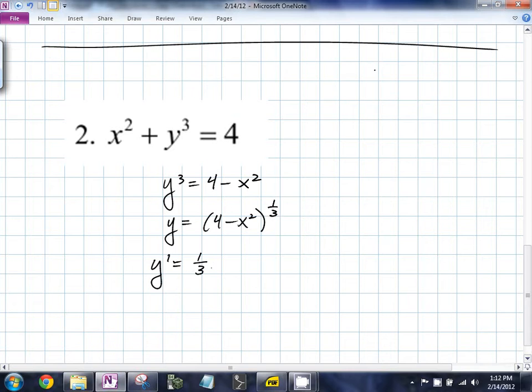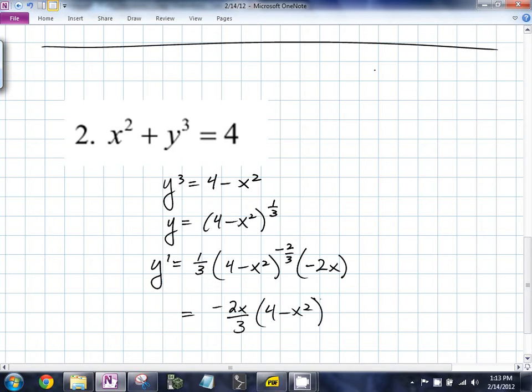Chain rule. Yeah, the inside-outside chain rule. Very good. I like that. Inside out. So 1/3, 4 minus x squared to the negative 2/3 times what? Negative 2x. So you can clean that up a little bit. This is how I would write it: negative 2x over 3 times 4 minus x squared to the negative 2/3. That's about as easy as it gets.